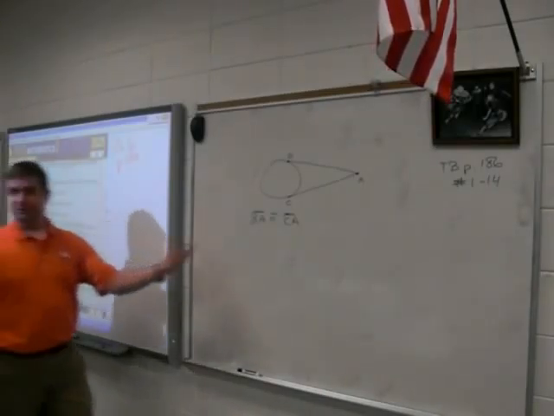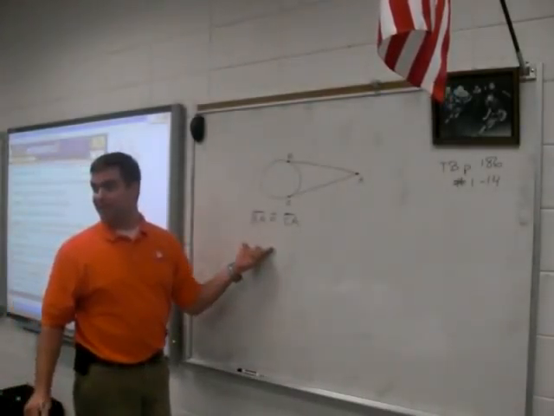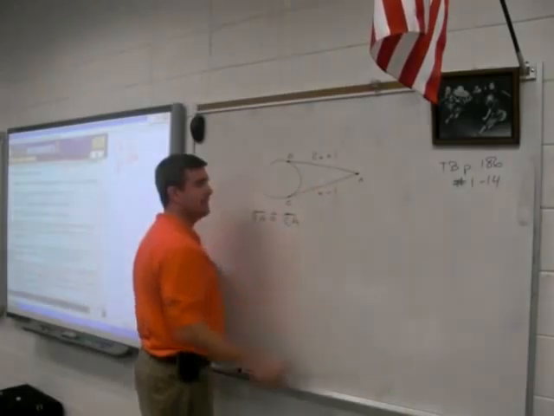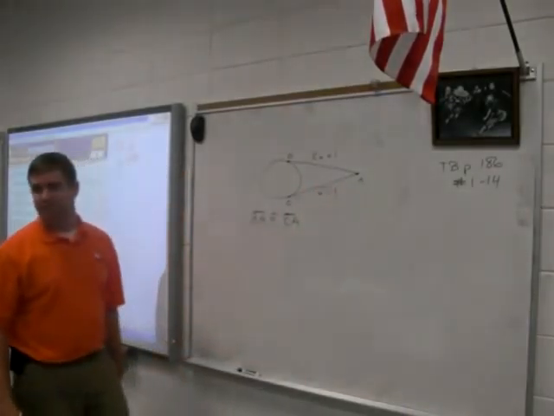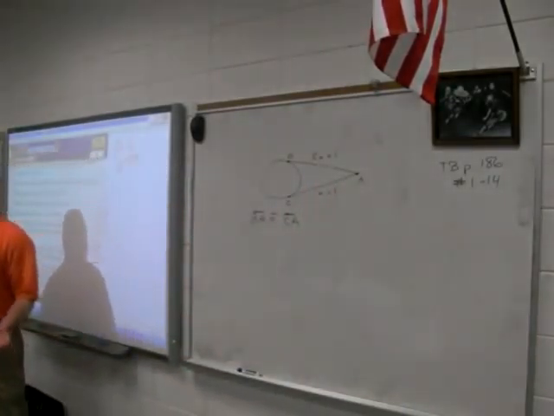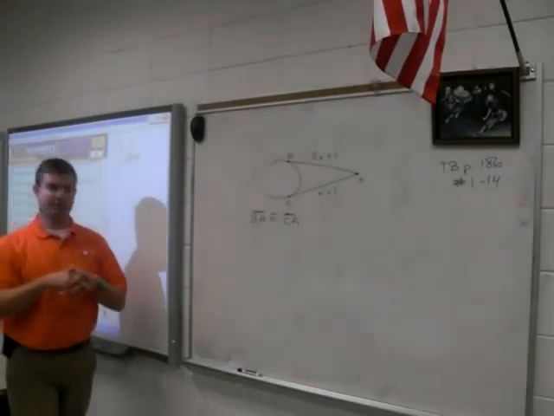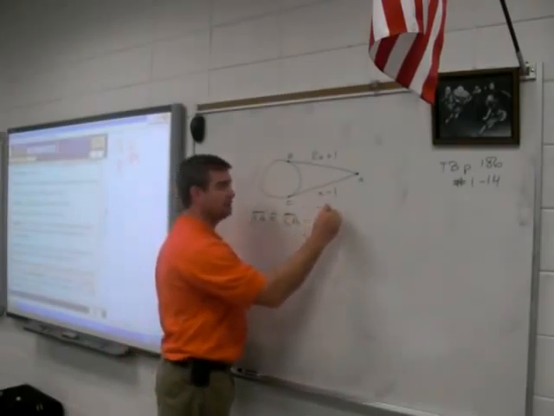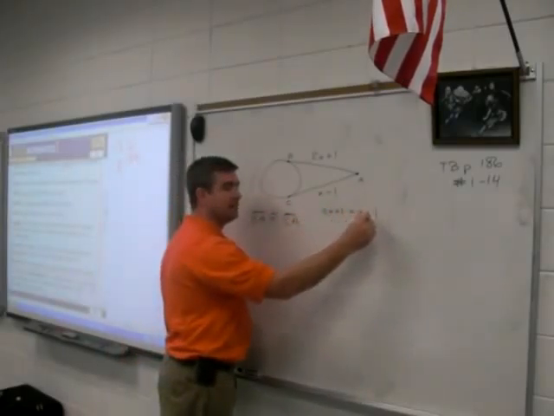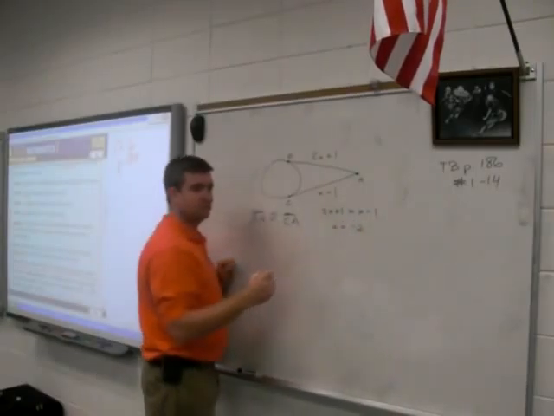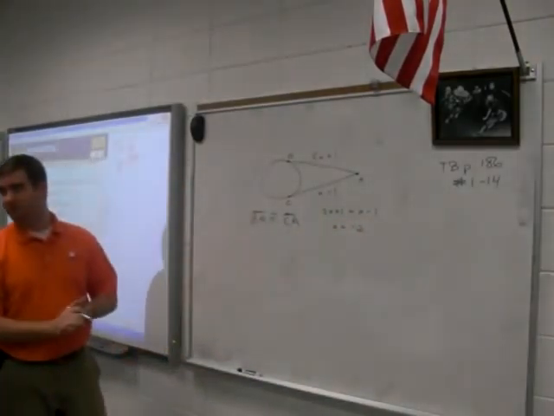If these two segments are congruent, how are they going to get problems out of that? Well, they're going to say 2x plus 1, and they're going to say x minus 1, and ask you to solve. All you have to do is set them equal to each other and solve. So 2x plus 1 equals x minus 1. Over here I get x. Over here I get negative 2. Okay? So x equals negative 2.